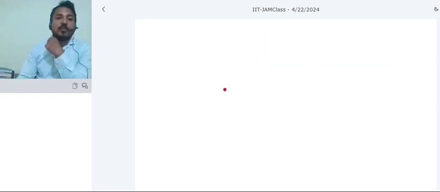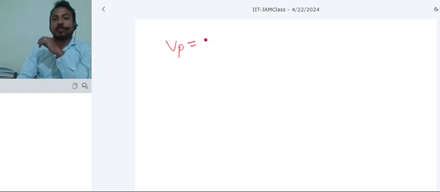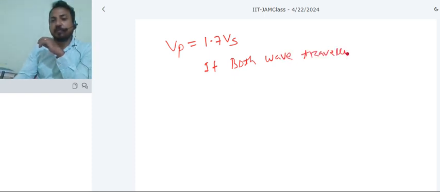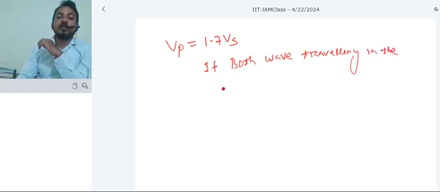Then there is a general relationship between velocity of P wave and S wave. The velocity of P wave is 1.7 times faster than velocity of S wave if both waves are traveling in the same medium. This is an approximate relationship in the same medium.